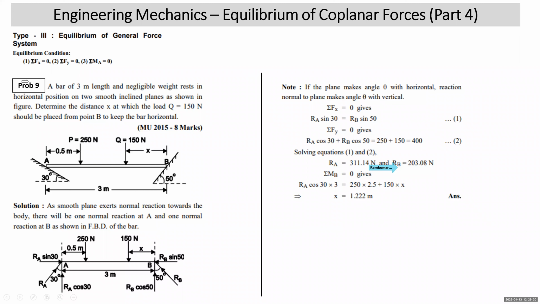Now we move to the next problem, that is problem number 9. I read the problem. A bar of 3 meter length and negligible weight rests in horizontal position on two smooth inclined planes as shown in the figure. Determine the distance x at which the load Q equal to 150 Newton should be placed from point B to keep the bar horizontal.